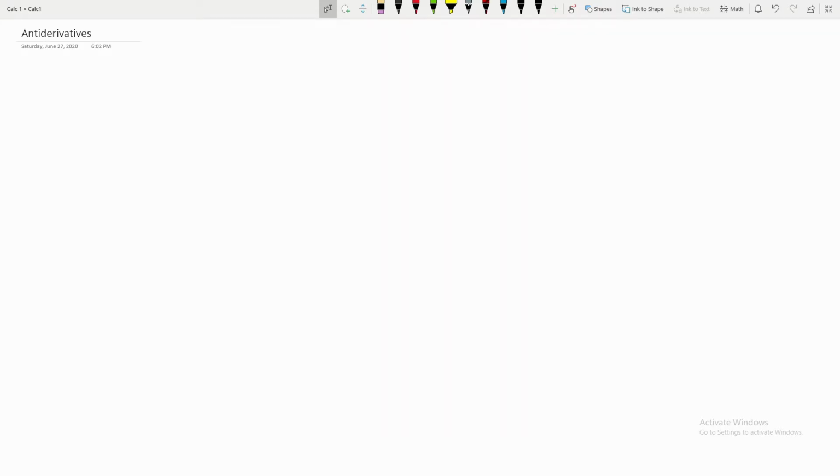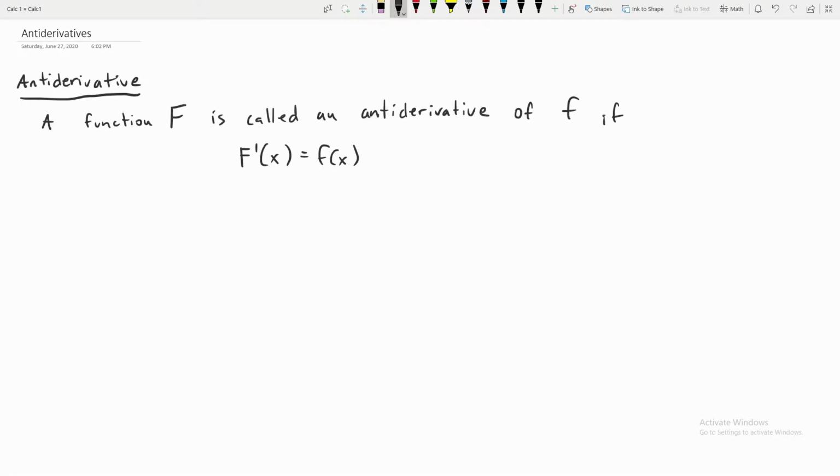In today's lesson, we're going to be talking about antiderivatives. So firstly, let's start off with the definition of what an antiderivative is.